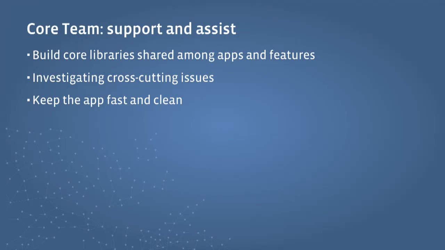So I'm on the core team. And our job is to support and assist all the other teams by building the shared libraries that underlie the app. And it's also our job to investigate cross-cutting issues. So for example, if there's an issue that affects multiple products, or that you can't really track down where that issue is coming from, like a mysterious crash or some kind of weird bug, that's our job. We fix it for you.